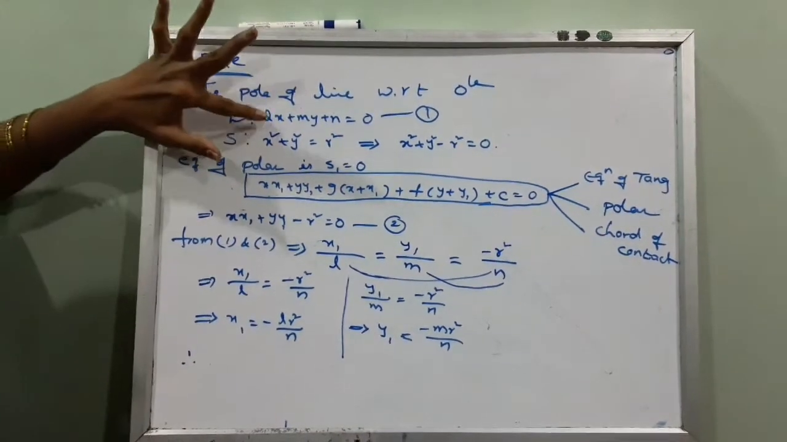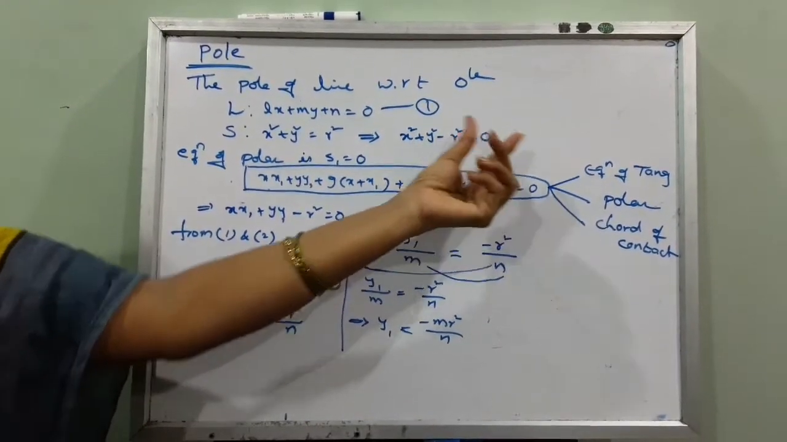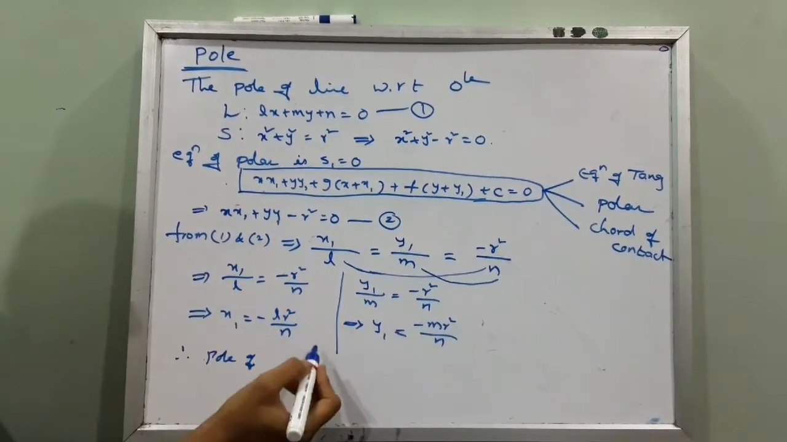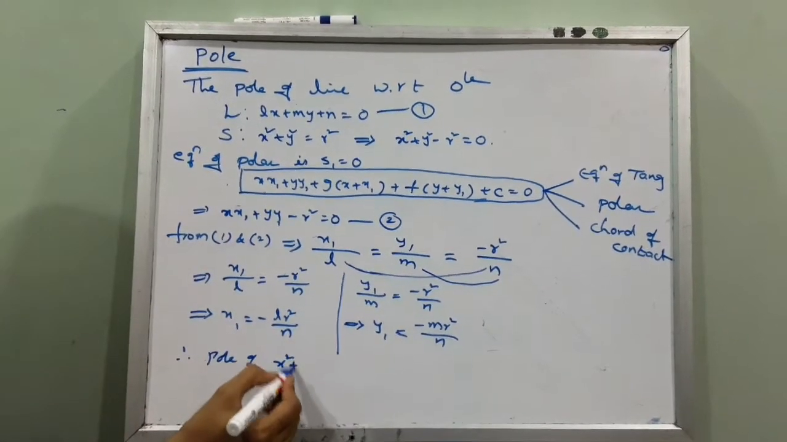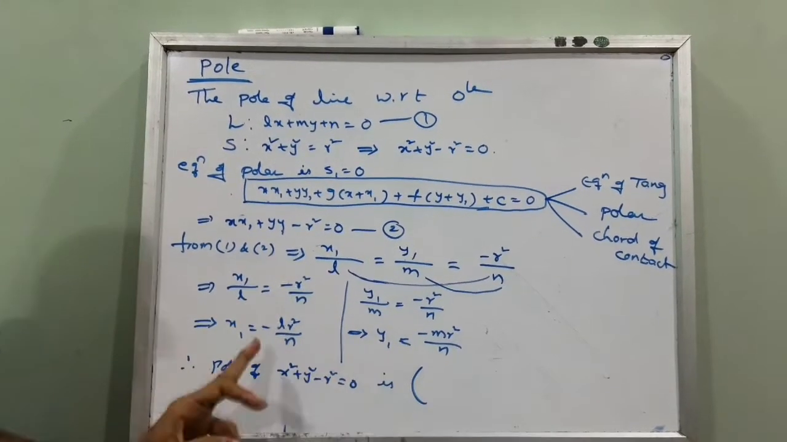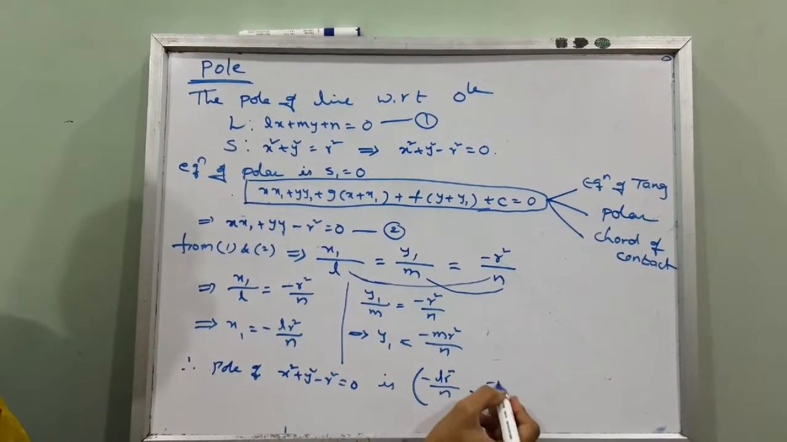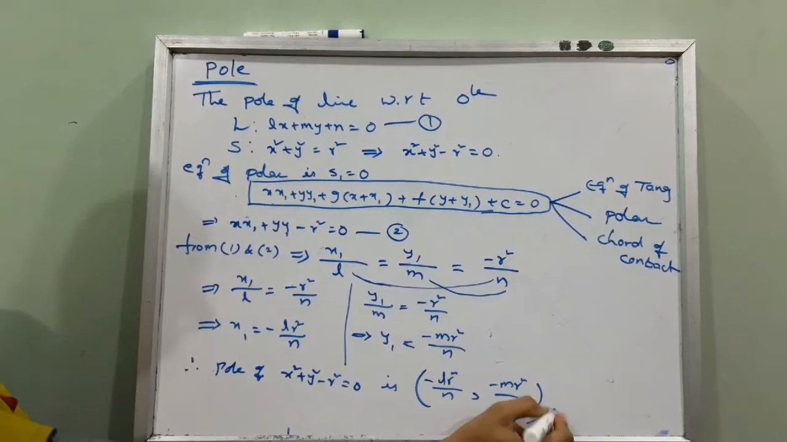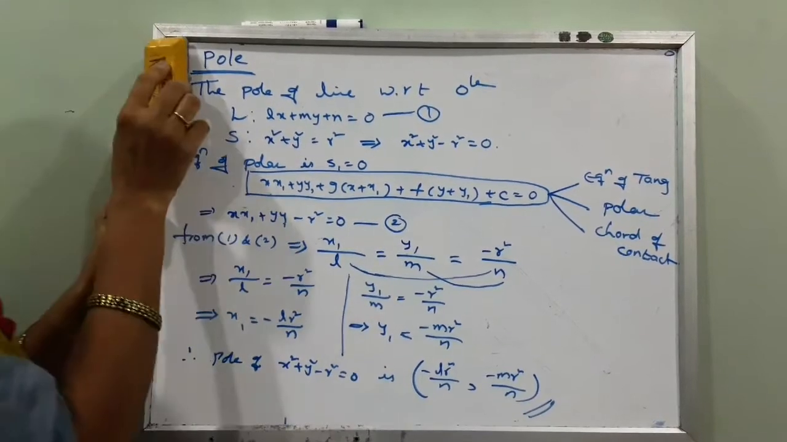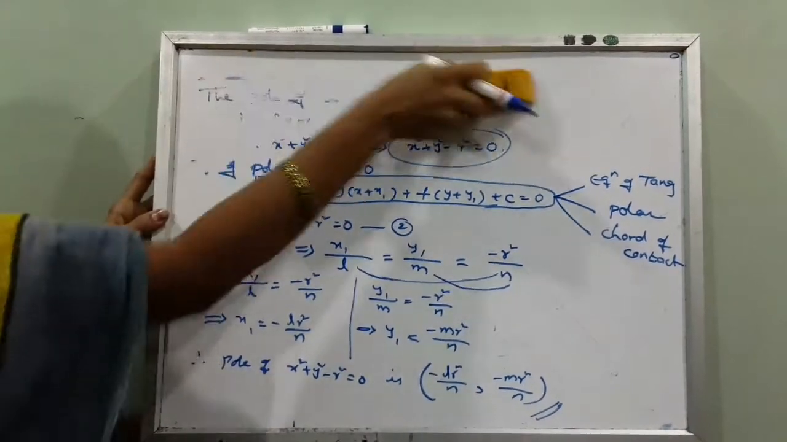the pole of the line Lx plus my plus n is equal to 0 with respect to the circle x square plus y square minus r square is equal to 0 is x1 comma y1. Here x1 is minus L r square by n and y1 is minus m r square by n. This is the pole for the standard form of a circle.